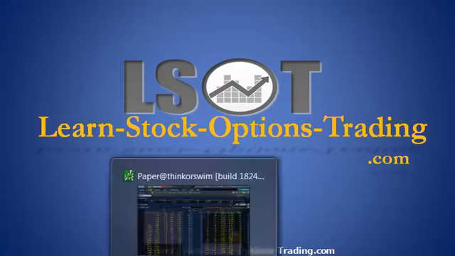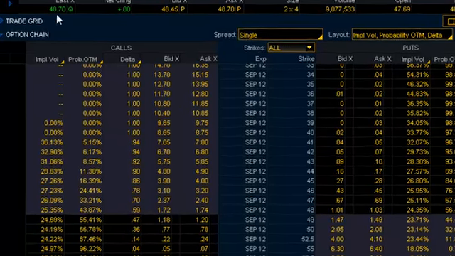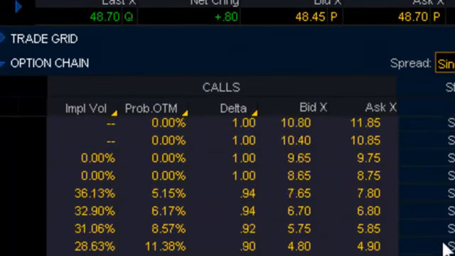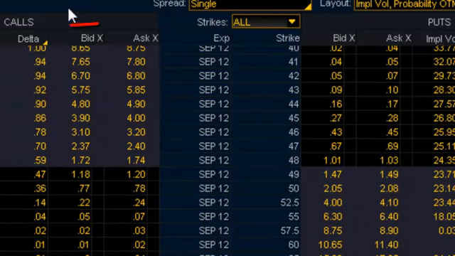Let me go ahead and get back to this option chain and show you what the strike price is. Again, the strike price is often called the exercise price, and here's what that means. Starbucks is currently trading at $48.70. We have a September 48 call option; calls are on the left side, puts on the right side. So this is the strikes. You see strike here. These are the strike prices, these are the exercise prices.